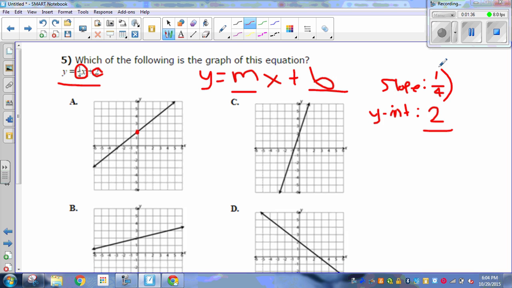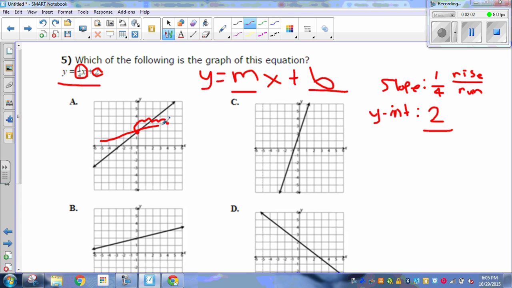And now we use the slope. And it's important for you to remember that slope is just rise over run, meaning how many we go up divided by how many we're going to go over. So we're going to go up 1 and over 4. So check it out. I go up 1, I go over 1, 2, 3, 4, and I end up right here.